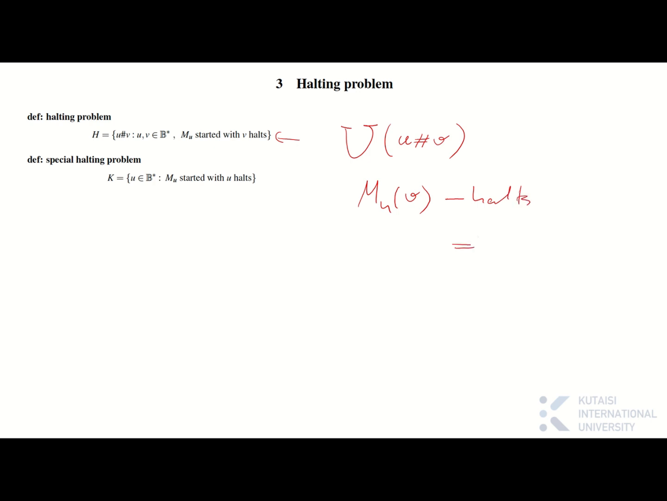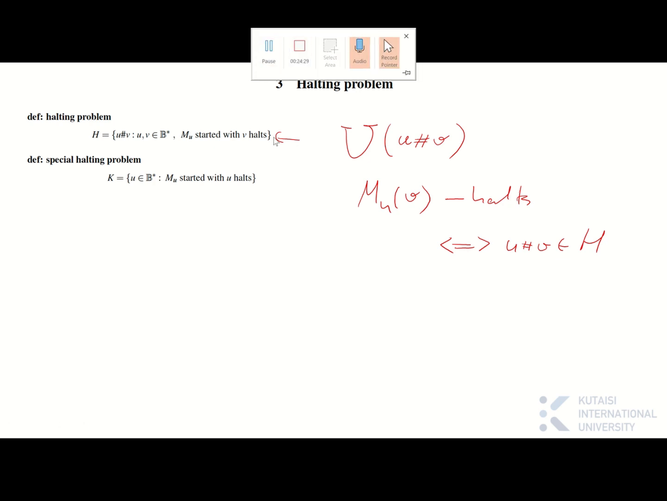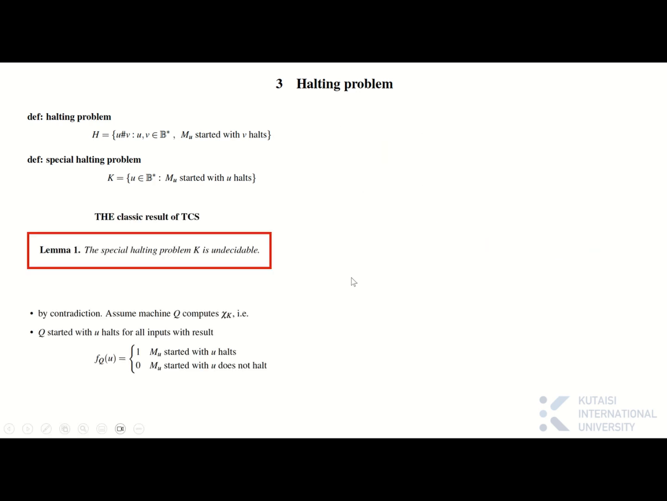Now, if this machine halts, what does it mean? That means U hashtag V is in H, right? Because if MU on V halts, U hashtag V is in H. And if U hashtag V is in H, then this machine will halt. However, if U hashtag V is not in H, then what the big U will do is emulate MU on V and it will never halt. So it can never give you the negative answer. That is the universal Turing machine. Okay, anyways, let's go back here.